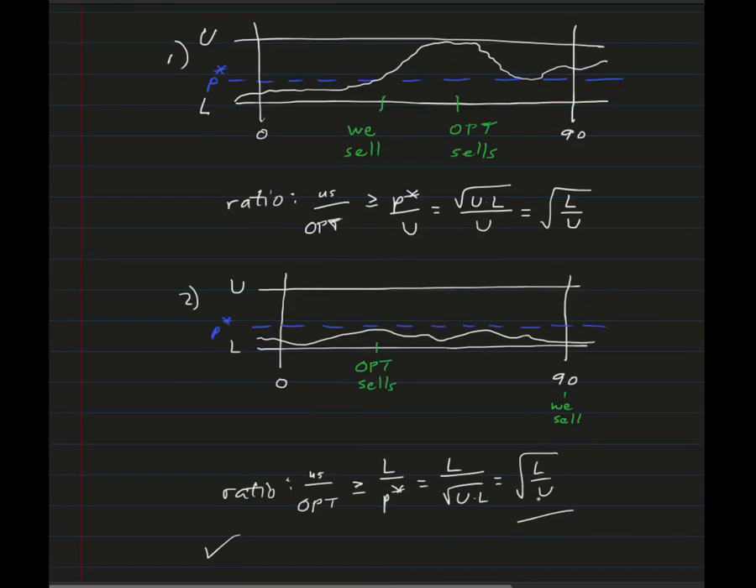In this case, what's the ratio of our price to opt's price? Opt's price up here is P star, or just a little bit less than P star, but asymptotically it would approach P star. And our price is L, so the ratio of our price to opt's price is at least L over P star, which is L over root U times L, and that is the square root of L over U also. So in either scenario, the worst case is root L over U, and that's our overall competitive ratio. And that's it for that problem.